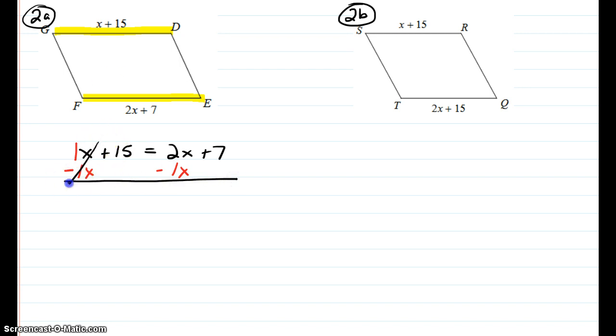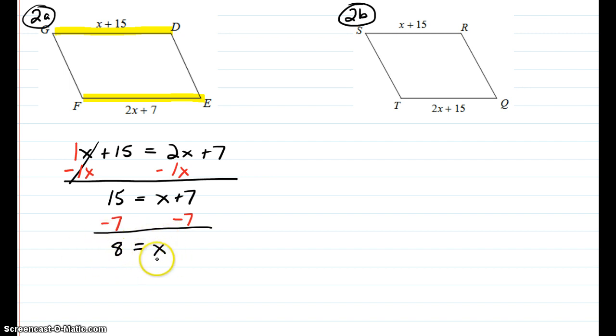And so these go away. Now I get 15 equals x plus 7. And now I need to get rid of that 7. And so we minus 7 from both sides. And so now that gives us 8 equals x. So now that we know what x is, this is the first part of our answer.